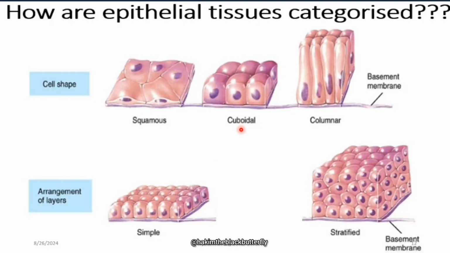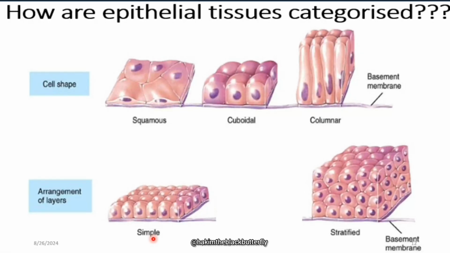Then two, we have cuboidal epithelial tissues. These are epithelial tissues that have cells that are round or cube-shaped. Then columnar epithelial tissues, they are tissues that have cells that are column-like, and as you can see here, those are columnar epithelial tissues. So it's a bit direct, and here it's based on just the shape of the cells that form a particular epithelial tissue.